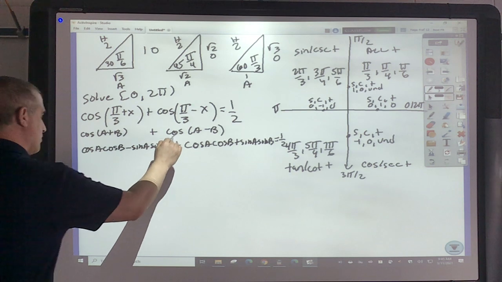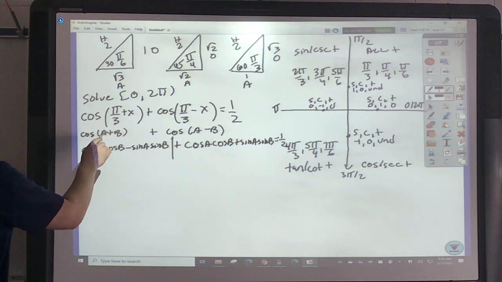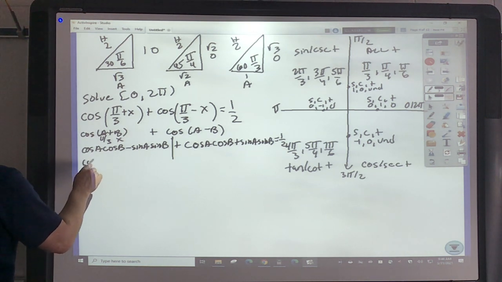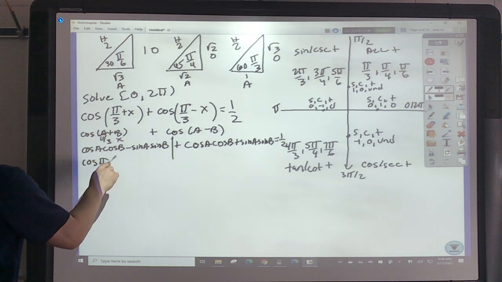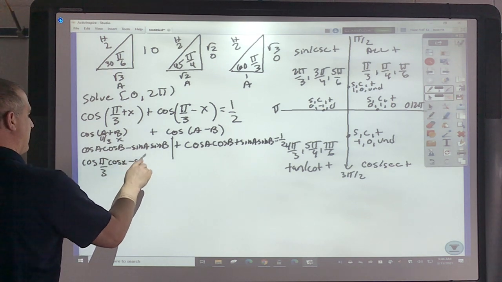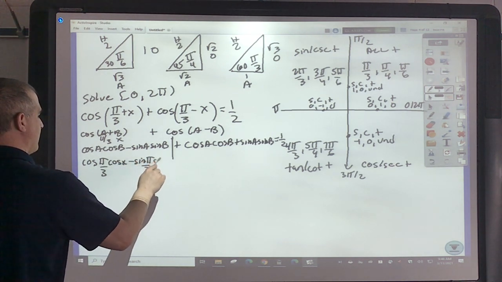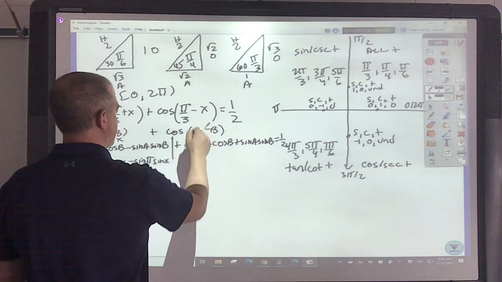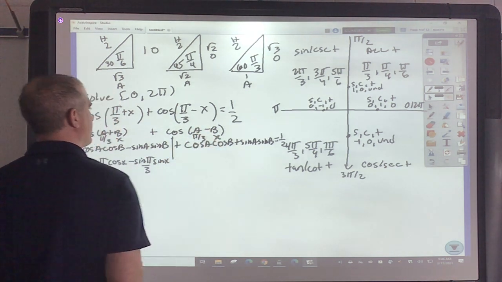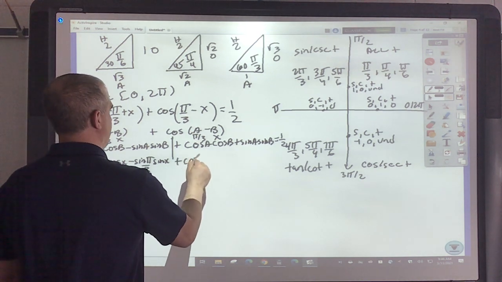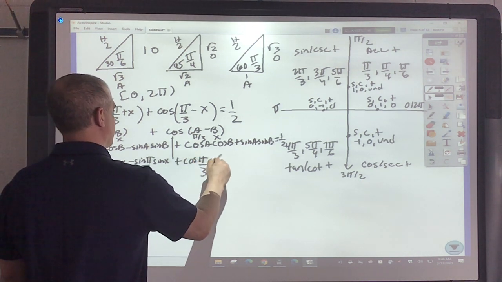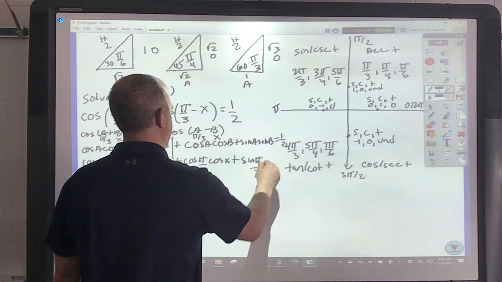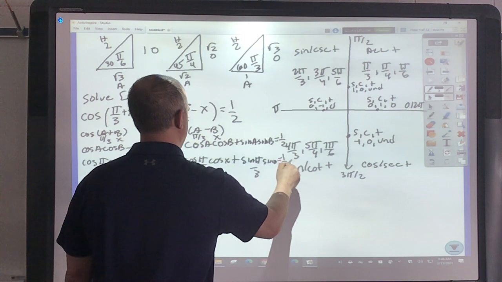Now I gotta keep what's straight here, okay? So in this part, we'll do one side at a time. In this part, my A is pi over 3, and that would be x. So I got cosine pi over 3, cosine of x, minus sine pi over 3, sine of x, okay? On this side, this is pi over 3, and this is x, okay? So I got cosine pi over 3, cosine of x, plus sine of pi over 3, sine of x, equals 1/2, okay? Looks like a lot.